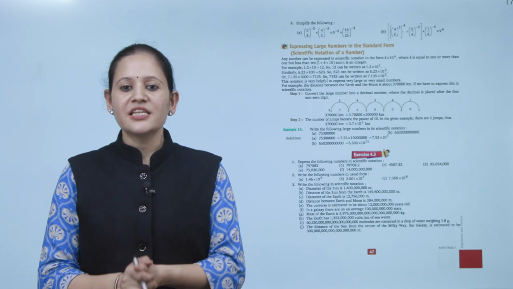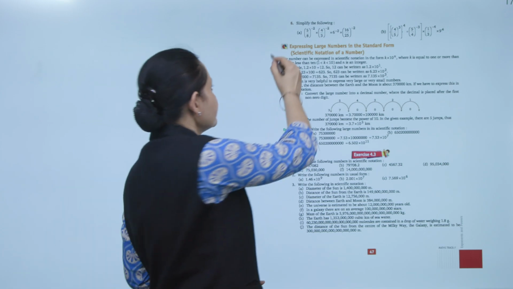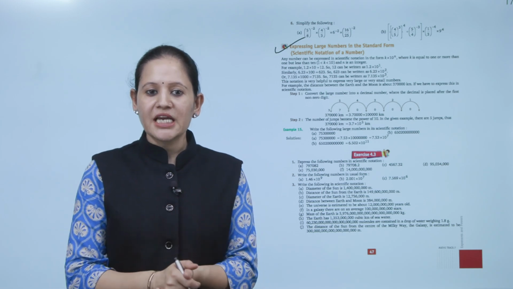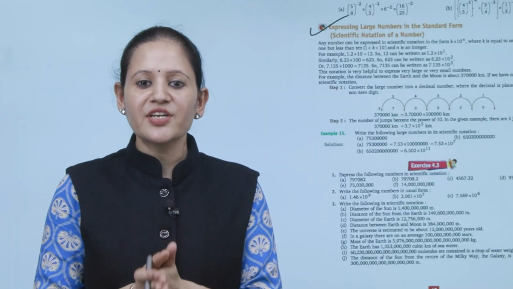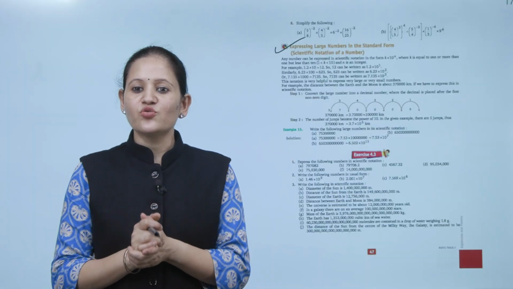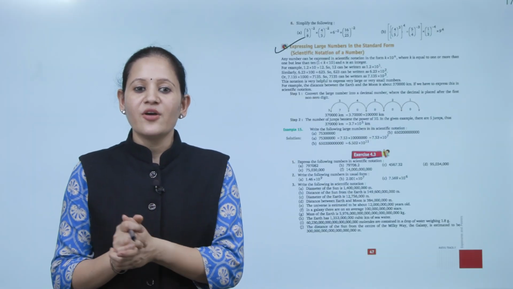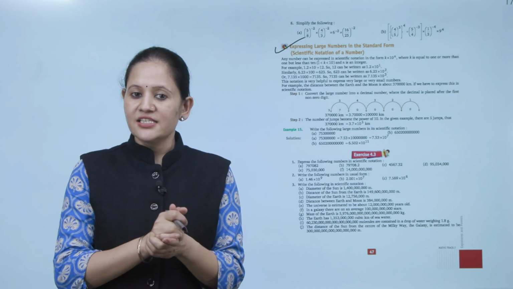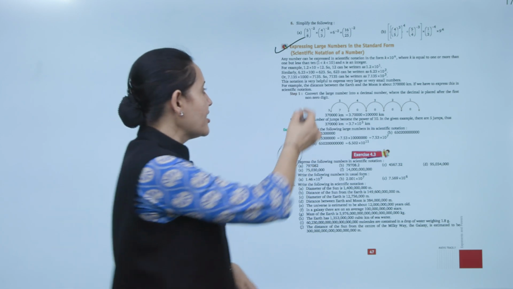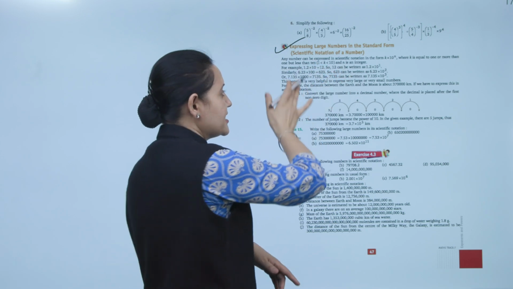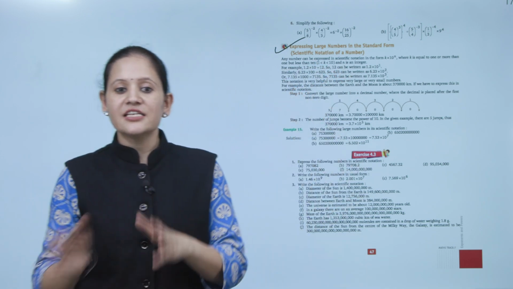Expressing large numbers in the standard form, or we can say scientific notation of a number. Any number can be expressed in scientific notation in the form k into 10 to the power n, where k is equal to 1 or more than 1 but less than 10, and n is an integer.